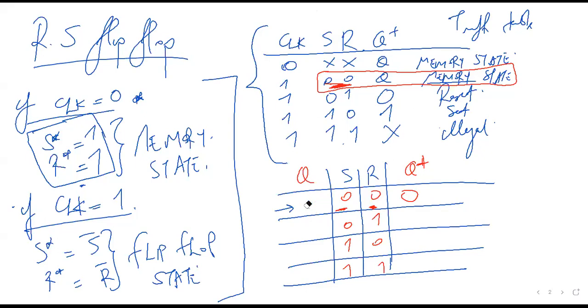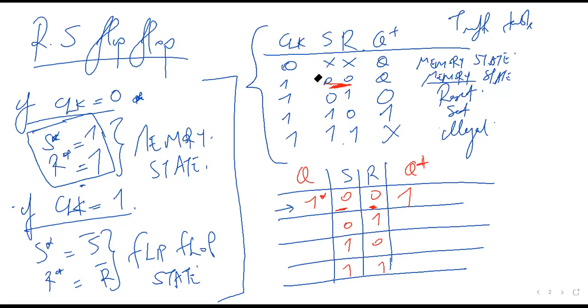So if I have a 1 here, who else? If I have a 1, what will be my next state? It will be 1, because I have the memory state. I'm storing this 1. That's all. Two things you need to know. Memory state: if I have a 1, next state 1. If I have a 0, next state 0, because I'm in the memory state.